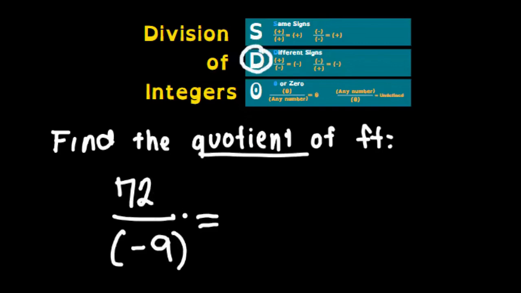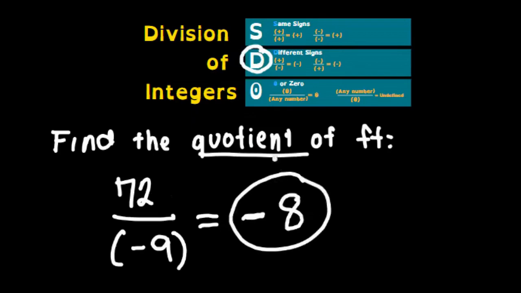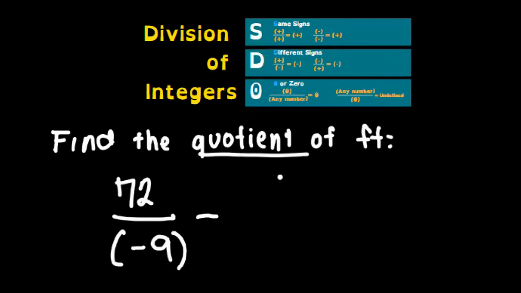So kapag ganyan, no, ang i-expect natin na sagot ay negative sign. So the quotient of these two integers is negative. So divide na natin, no, 72 divided by 9. That is going to be 8. The answer would be negative 8 because 72 divided by negative 9, different sign, is negative 8. Okay, so let us try our last and final example here.